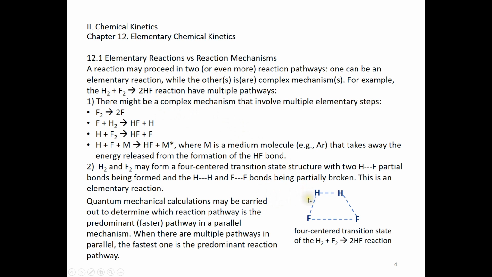And we consider this like a parallel mechanism because it's possible for H2 and F2 to react as described by this mechanism. Also, it's possible for H2 and F2 to react as described by this transition state. So both pathways are possible, and when there are multiple pathways in parallel, that means they take place at the same time, then the fastest pathway is the predominant reaction pathway.